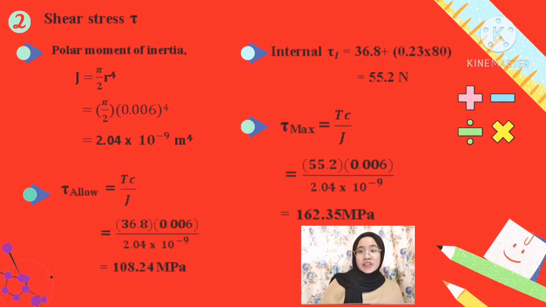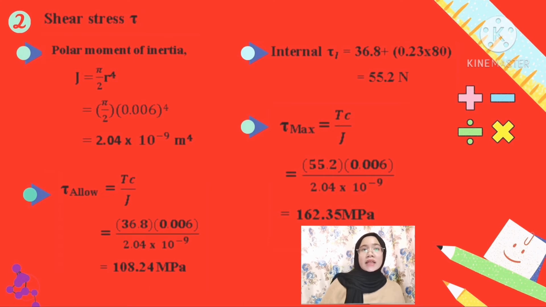Okay, then we find the shear stress, which is tau. Firstly, we find the polar moment of the inertia. So the formula is J equal to pi over 2 multiplied by R to the power of 4. So the R is basically the value of radius. So pi over 2 multiplied by 0.006 to the power of 4. And then we get 2.04 multiplied 10 power of negative 9 meter.